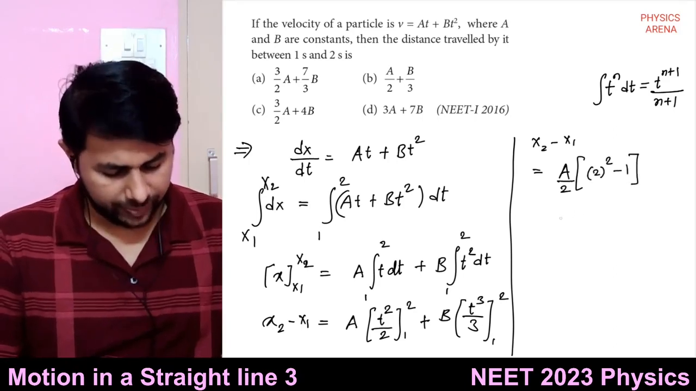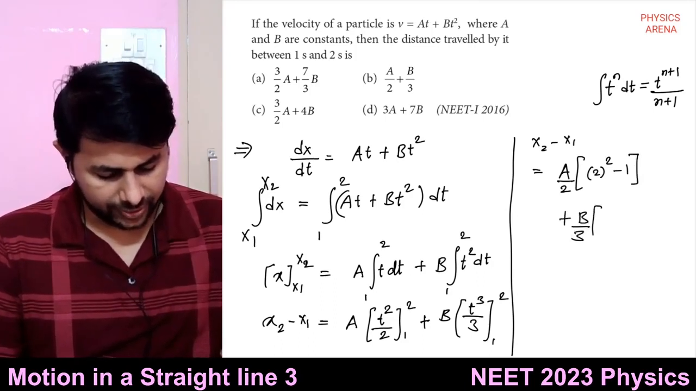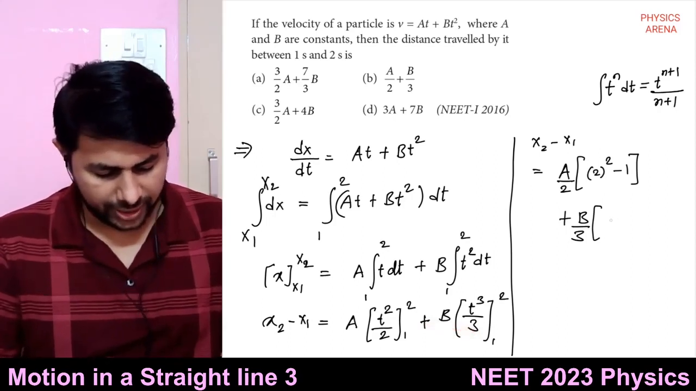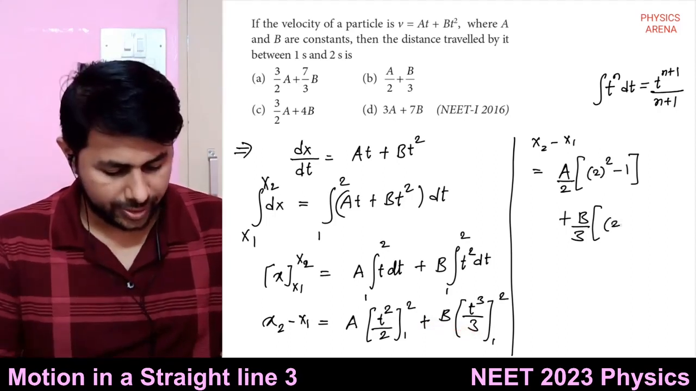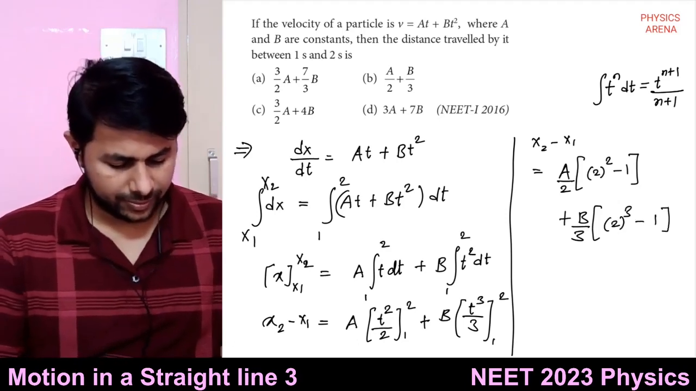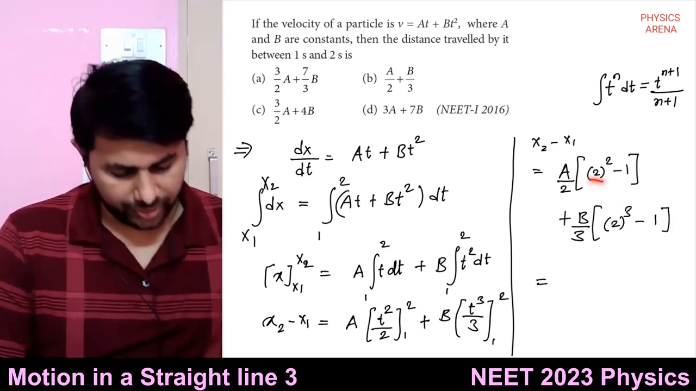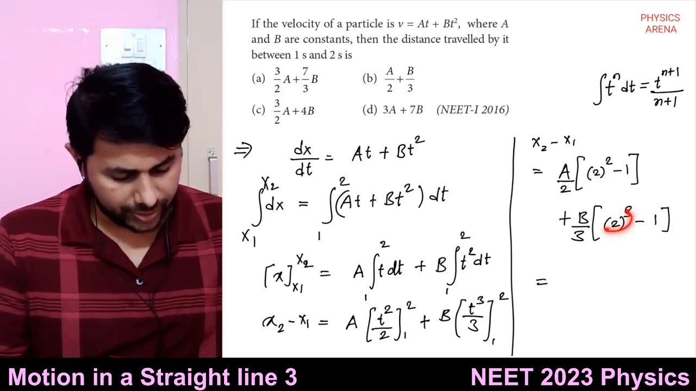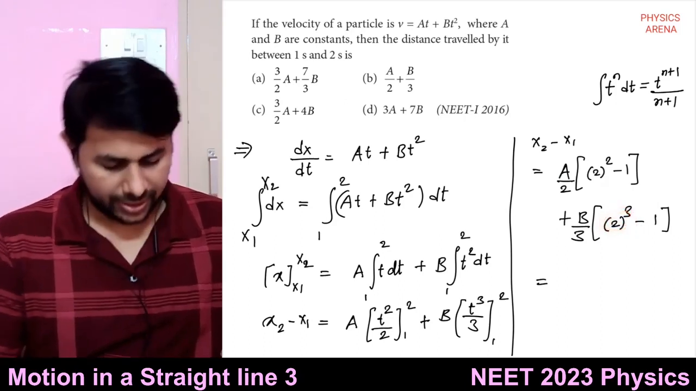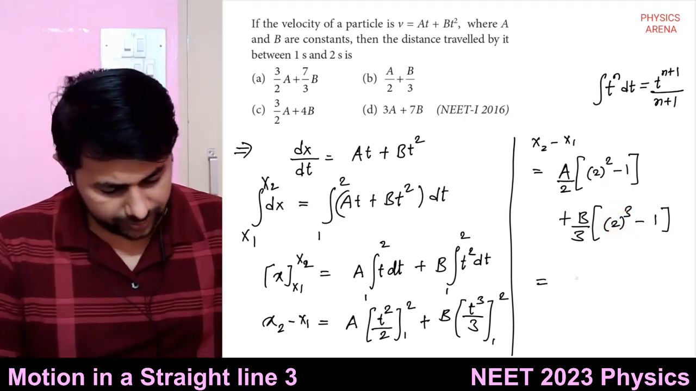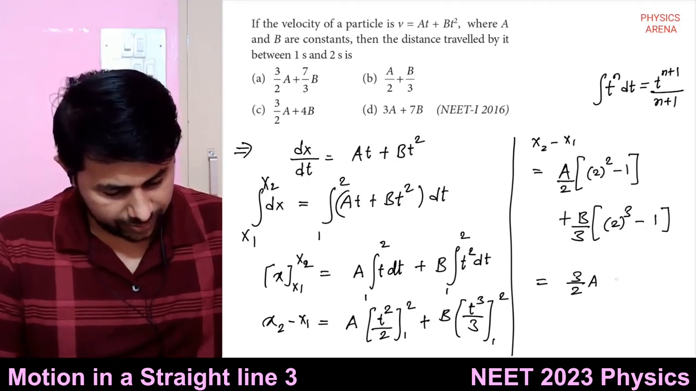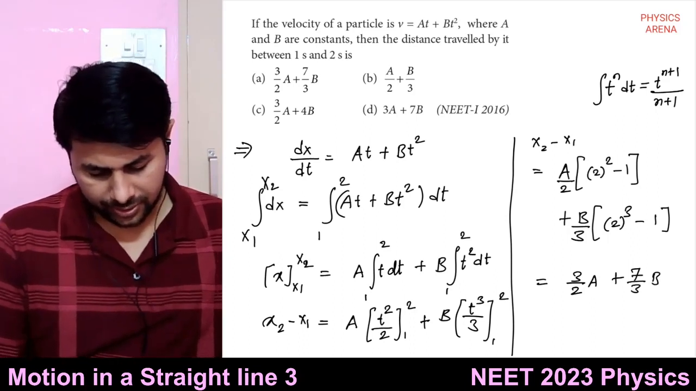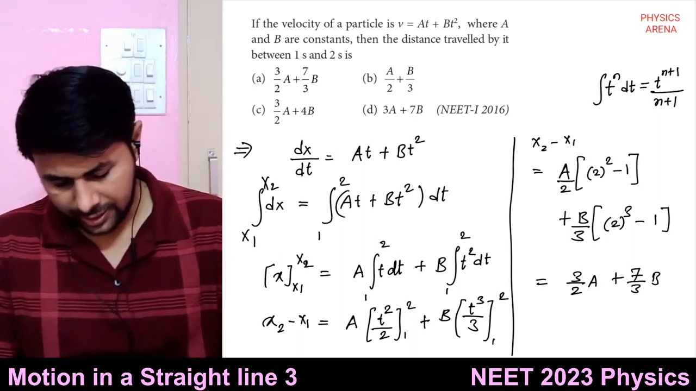So 1 square is 1, plus b by 3. Okay, so 3 you have taken out. It is t cube, which is 2 cube minus 1 cube. So from here you get 4 minus 1, that's 3, so 3 by 2 a, and from here you get 8 minus 1, that's 7, so 7 by 3 b. So 3 by 2 a plus 7 by 3 b is the answer. So option A is the answer.